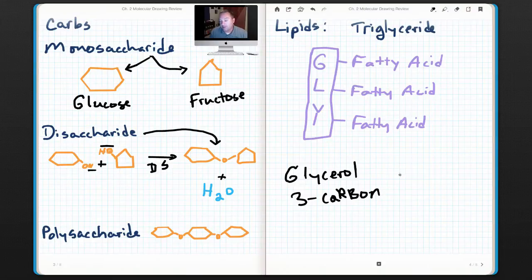Fatty acids are going to contain a carboxyl group and a long carbon chain. And so basically a triglyceride looks like a capital letter E, where the backbone is glycerol and then the fingers coming off are the fatty acids. So triglyceride is where that name comes from.